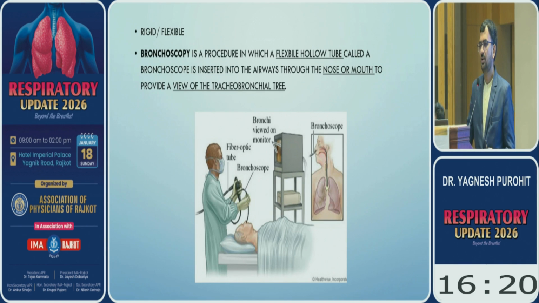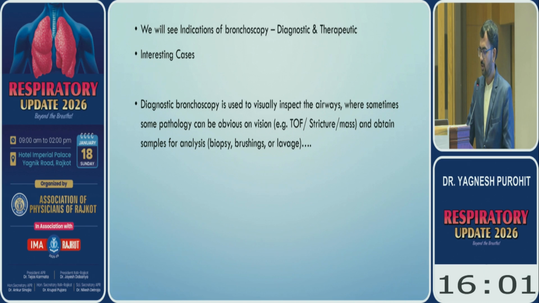So basically, bronchoscopy can be done as a rigid bronchoscope and flexible. Rigid bronchoscopy is now limited to a very few subset of patients, so we'll restrict my talk towards the flexible one. Bronchoscopy is a procedure in which a hollow flexible tube is inserted into the airways to have a look at the whole airways. In my current lecture, we'll see the diagnostic and therapeutic indications of bronchoscopy, and then we'll have a few interesting cases.